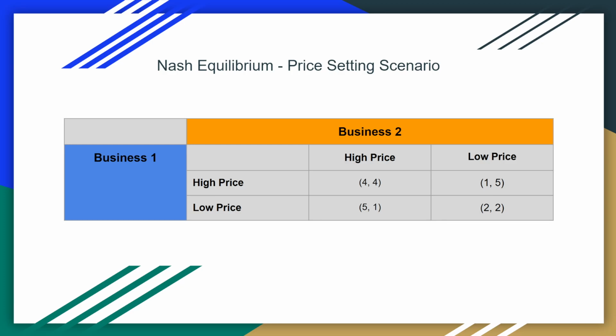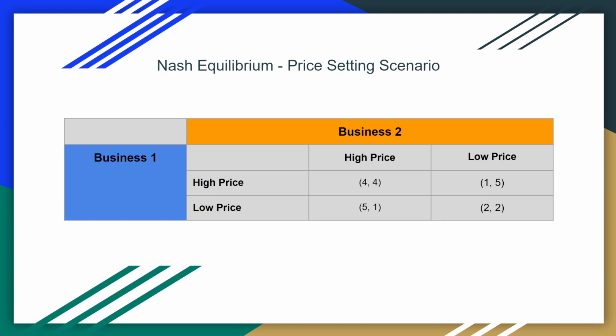Similarly, if both players choose low price, neither has an incentive to switch strategies. This is another Nash equilibrium with payoffs of 2-2. These equilibria represent stable outcomes in the game, where the strategies of both players are perfectly aligned with their incentives. So, in this pricing game, the Nash equilibria are high price and low price.